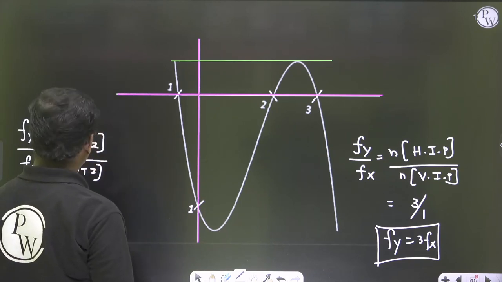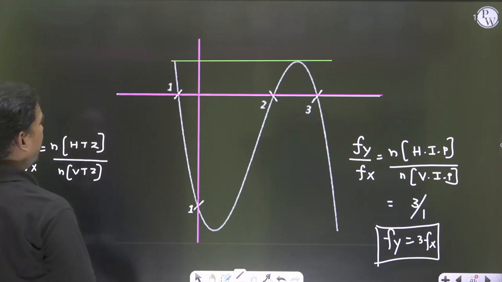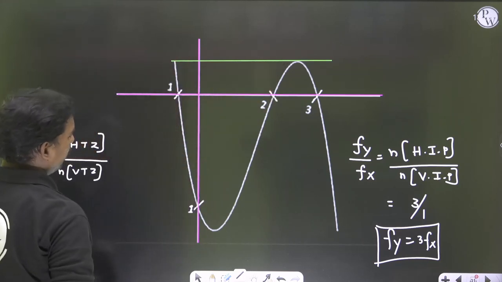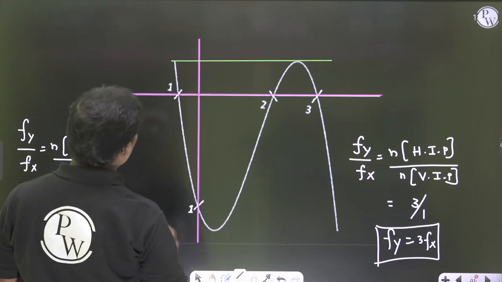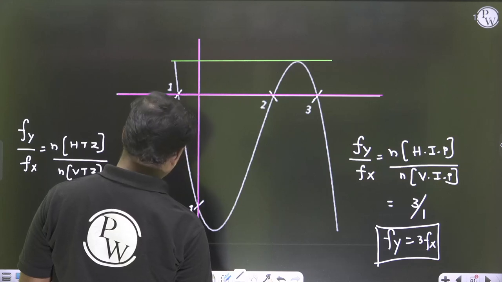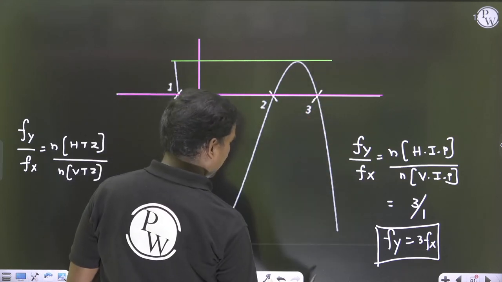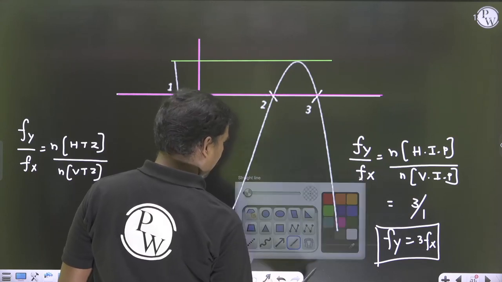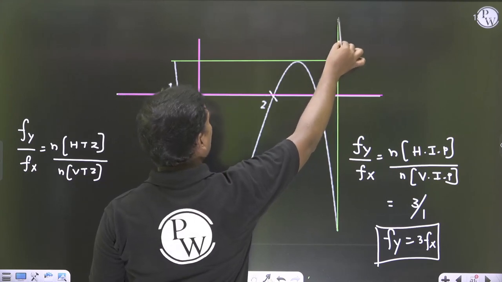That means what? Number of horizontal tangencies, how much are you going to get? This is 1/2. And if you take the vertical tangencies, how will it come? The vertical tangency. But this vertical tangency is also not full.